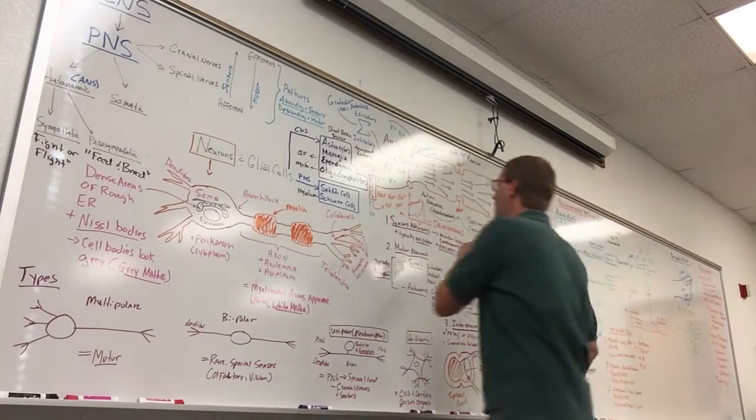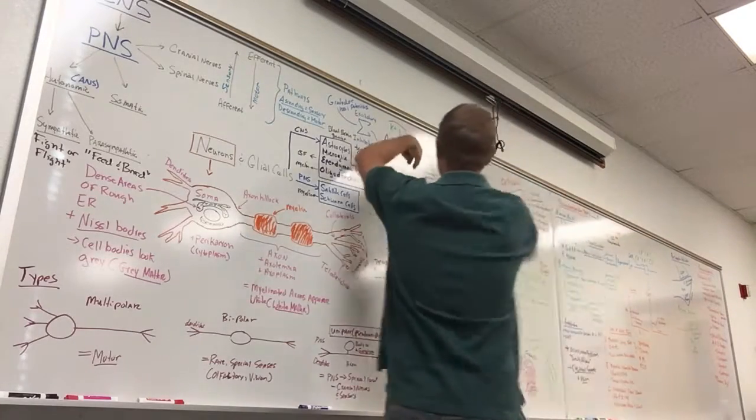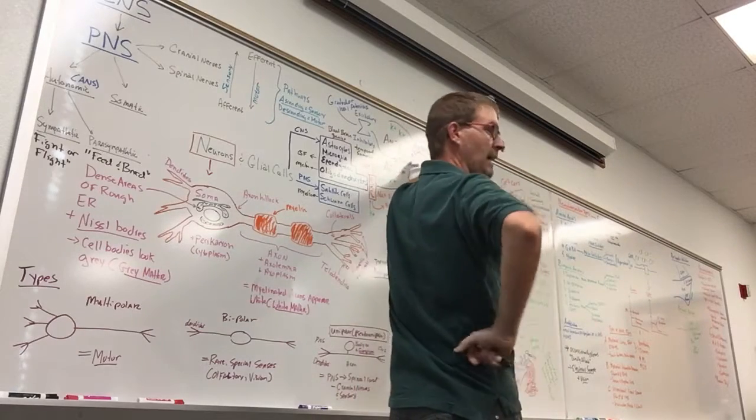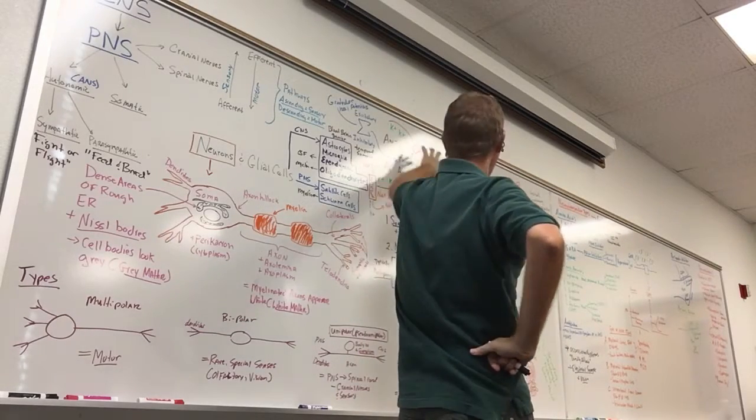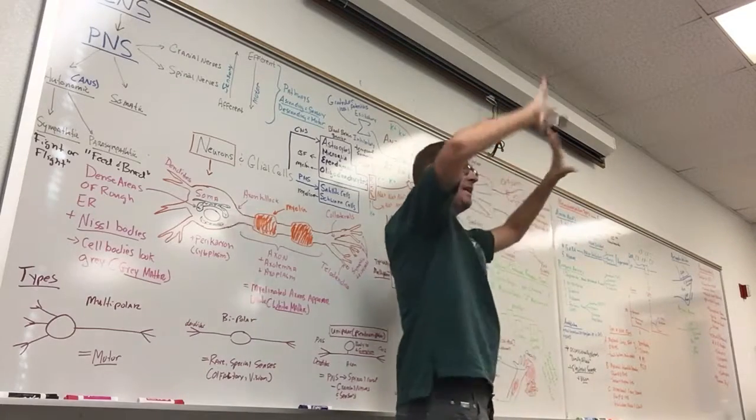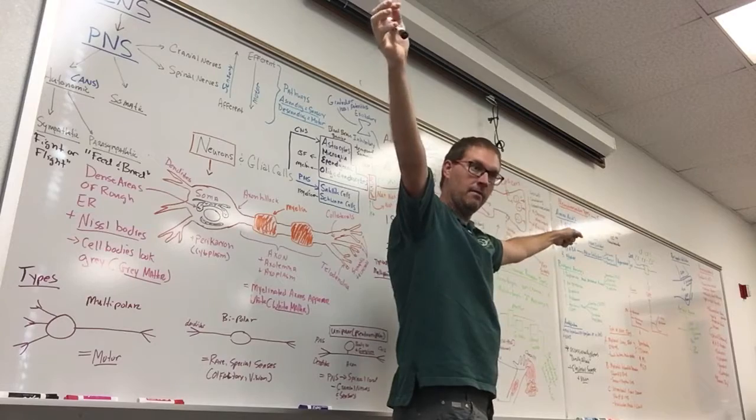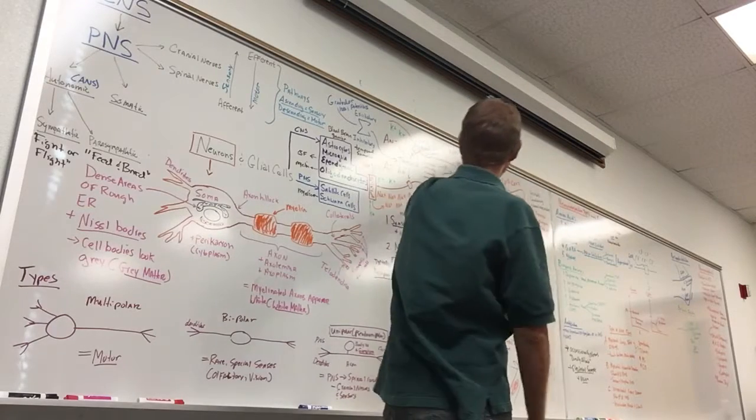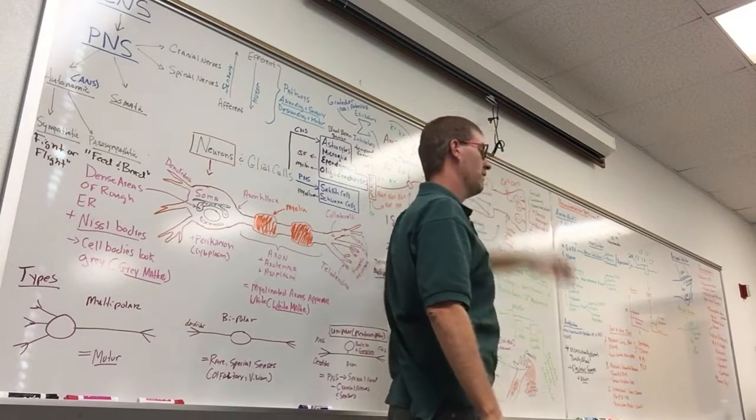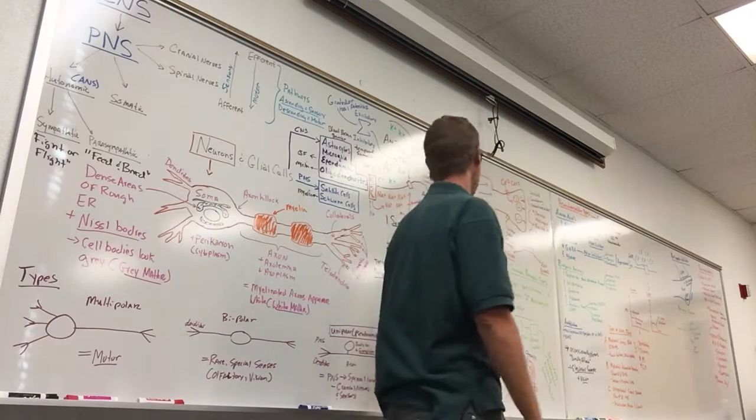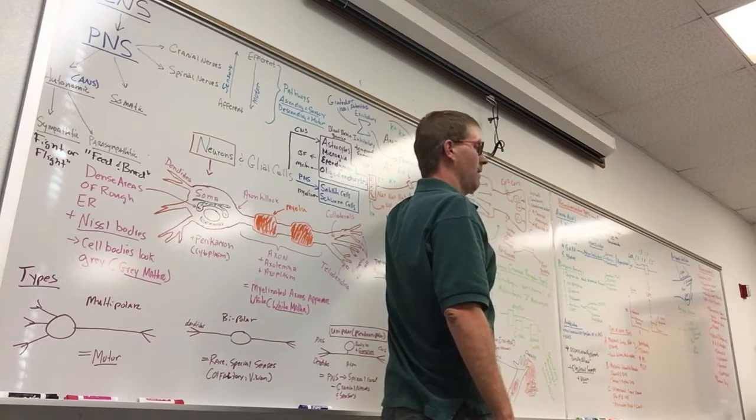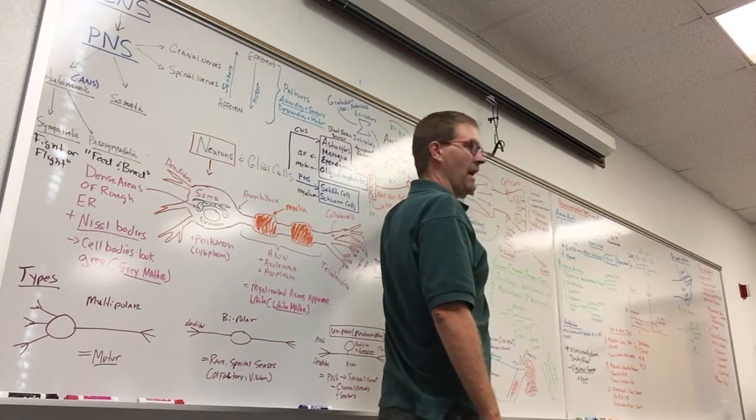Now, what happens is, right here at the hillock, as that sodium rushes in, there's a lot of sodium right here, right? It's very concentrated. And then as that signal passes through the axon, the sodium kind of gets diluted out, right? It spreads out. And so that signal kind of spreads out a little bit, doesn't it? And it weakens until you get to a node of Ranvier, right?